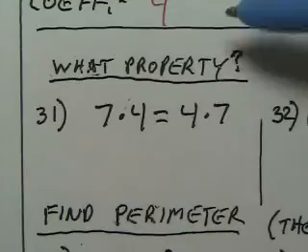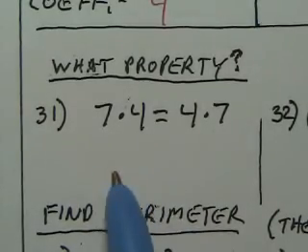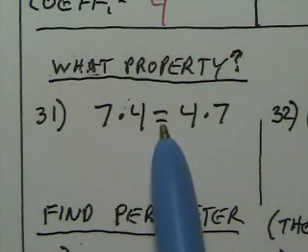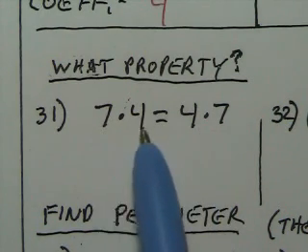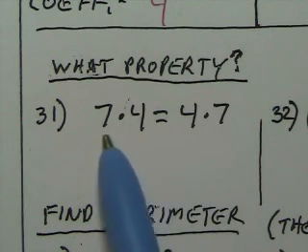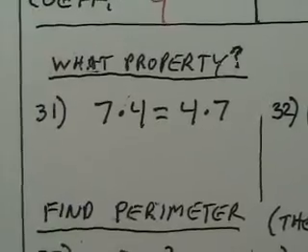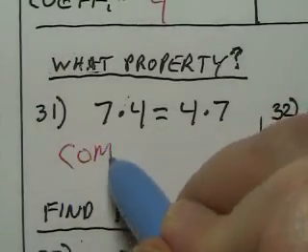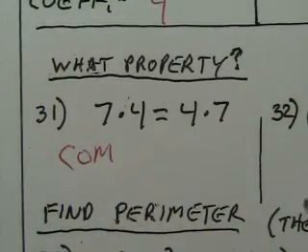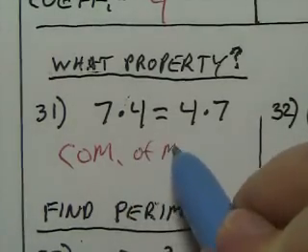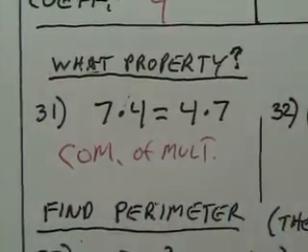Number 31, what property is it that's displayed here? 7 times 4 equals 4 times 7. It looks like we just moved things around. We changed the order. What property is that? I'll abbreviate. It's commutative, and we're multiplying, so it's commutative of multiplication.